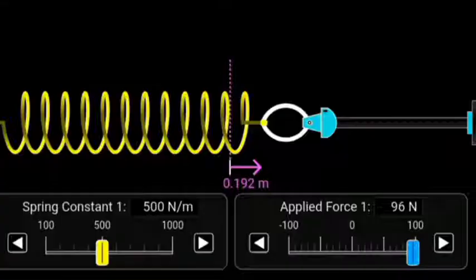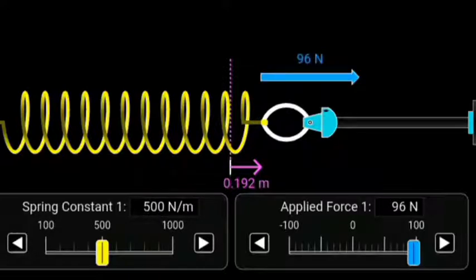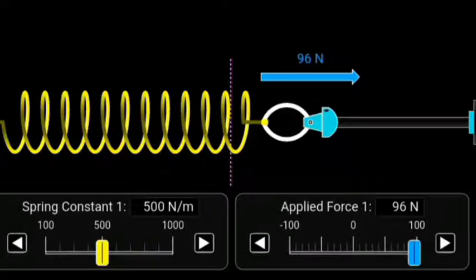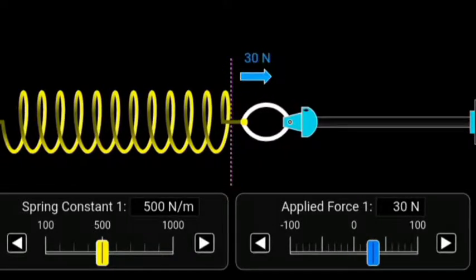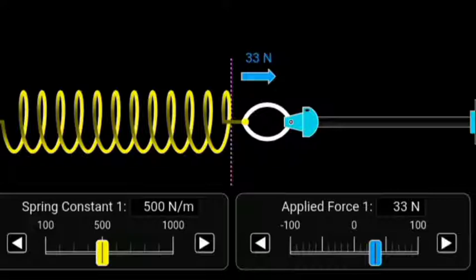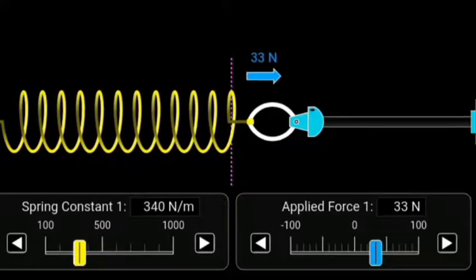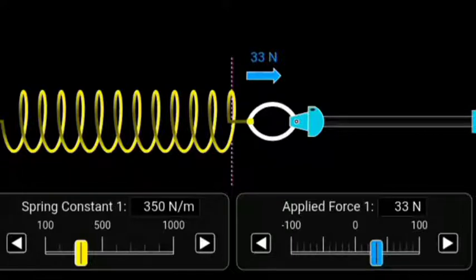We are going to do the second one. In this second calculation now, I'm going to give us force, and I'm going to remove the displacement. Now let's assume that I put the force at 33 Newton. And then let me reduce my force constant to 350. That my force constant is 350. Now, what will be the extension?